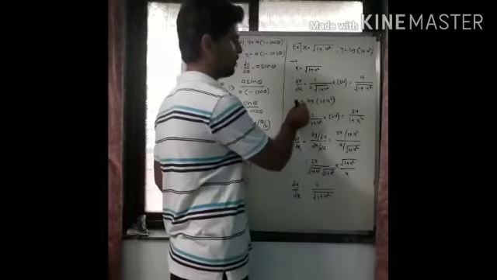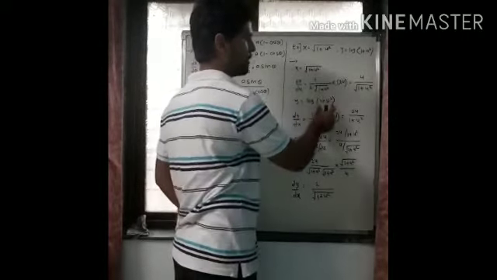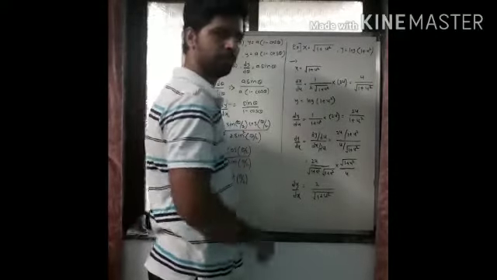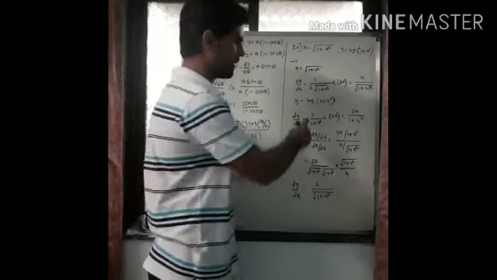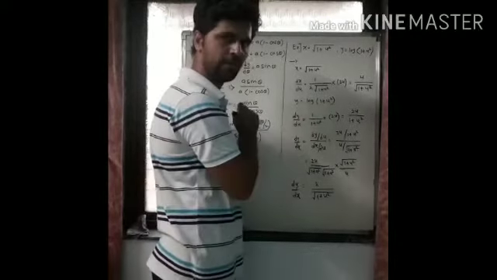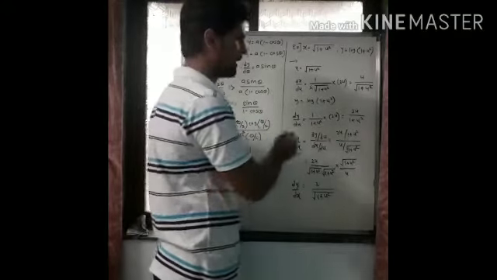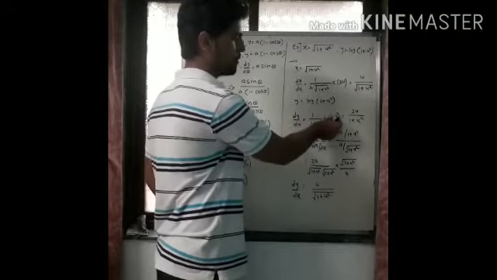Similarly, take the y function, y equal to log of 1 plus u square. Now differentiate y with respect to u. Now this is log, and the derivative of log is 1 upon the given function. So 1 upon 1 plus u square, this is the differentiation, but we'll differentiate 1 plus u square separately.